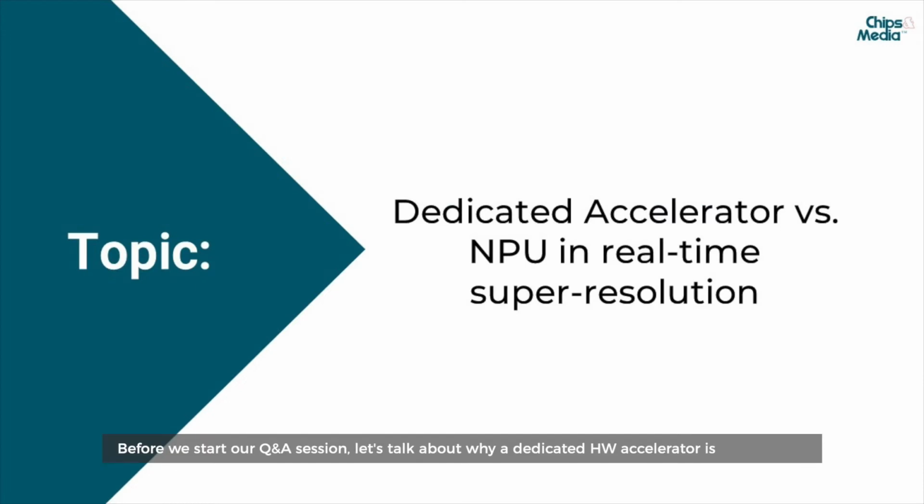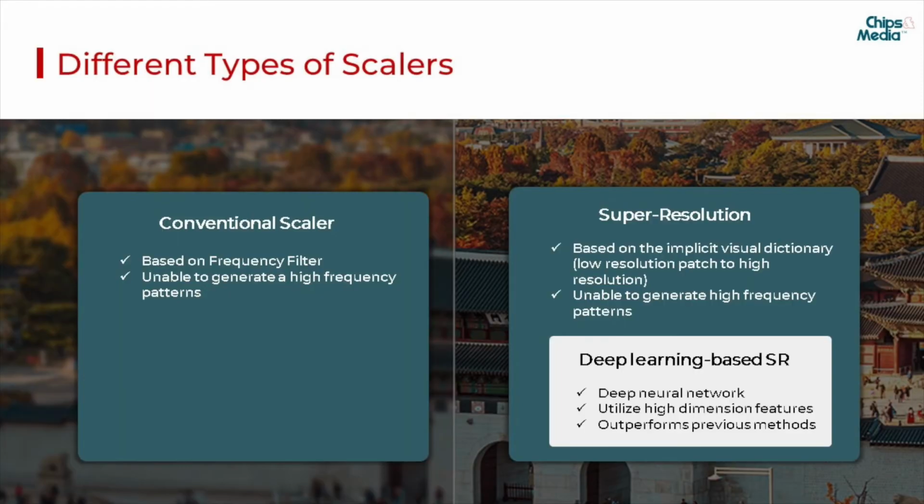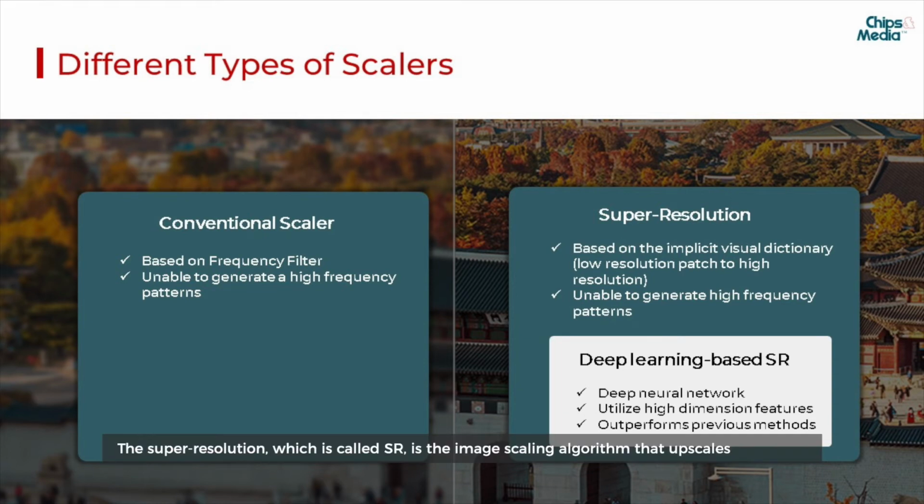Before we start our Q&A session, let's talk about why dedicated deep learning accelerator is recommended to use for super resolution in real-time application. The super resolution, which is called SR, is the image scaling algorithm that upscales a low resolution image to high resolution.